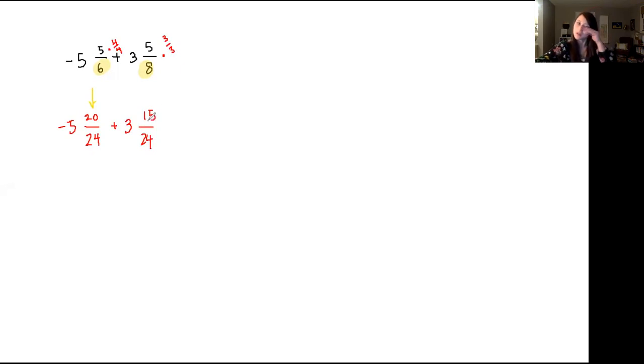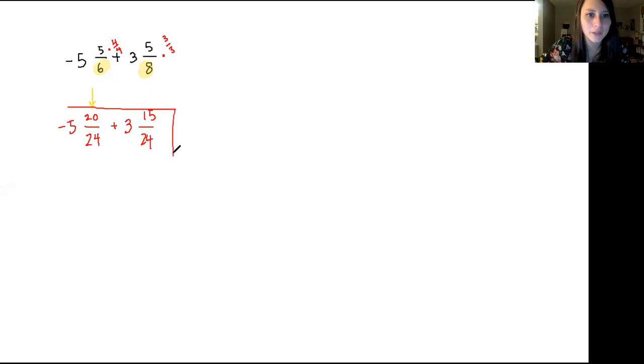Now, because your whole numbers are just whole, think of this as cutting them into different sizes of pieces. If you had a pizza or something, you're cutting it into different sizes of pieces, but you still have 5 wholes, or here we have -5 wholes, 5 whole pieces of pizza. So we really don't need to change our whole number.